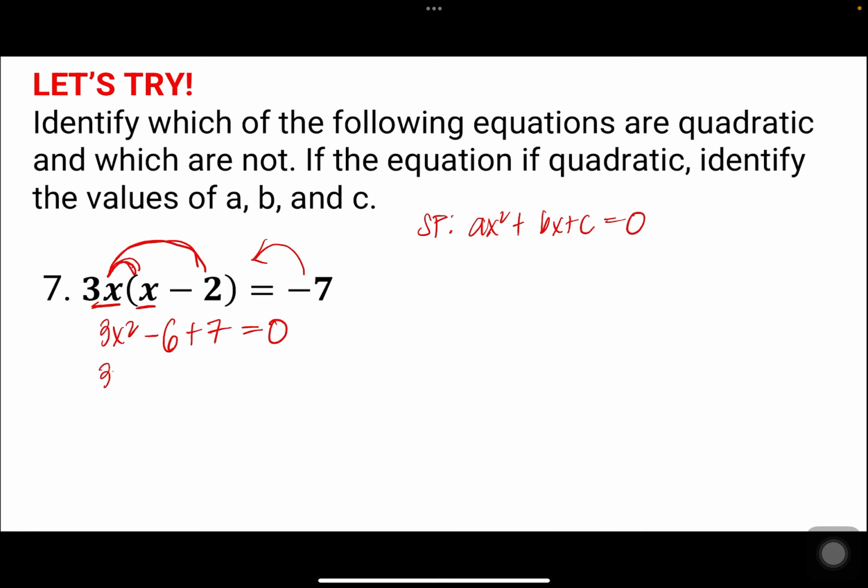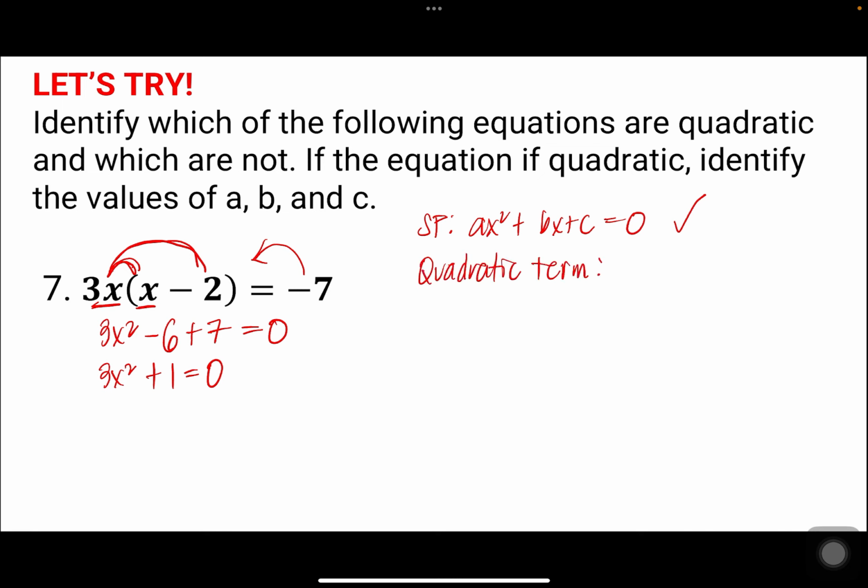So, 3x squared, wala siyang kasama. I mean, walang like terms. But negative 6 plus 7 can simplify, magiging positive 1 is equal to 0. Okay, naka-standard form na. Ang sunod nating tanong, may quadratic term ba?